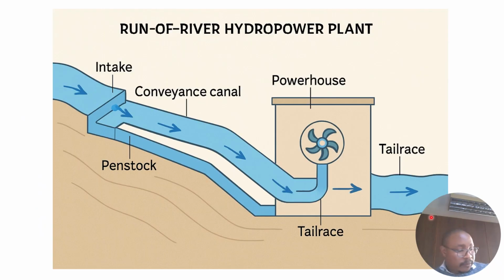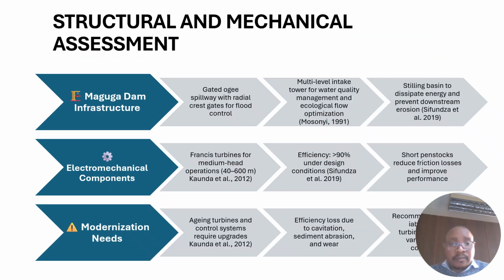And then this slide is the run-of-river hydropower plant, a typical layout of the hydropower plant with the intake, the conveyance canal, the penstock there, and then this is the powerhouse where electricity is produced.